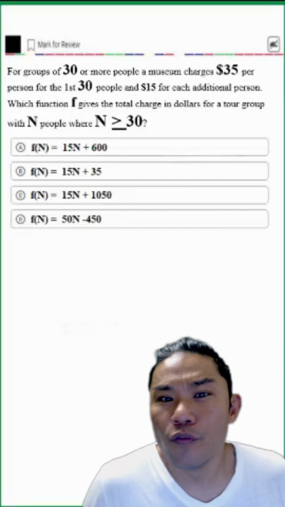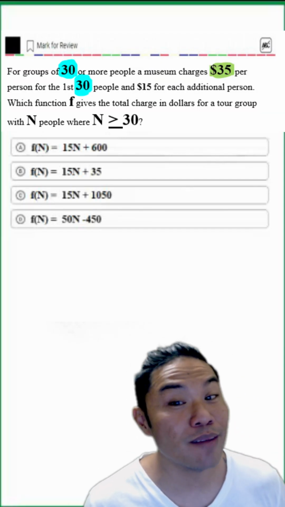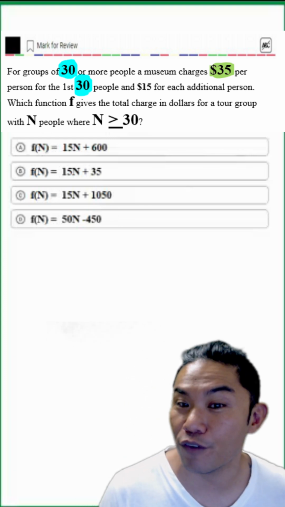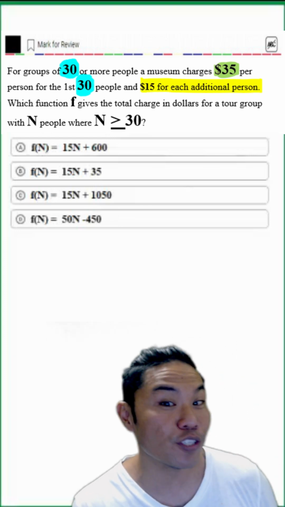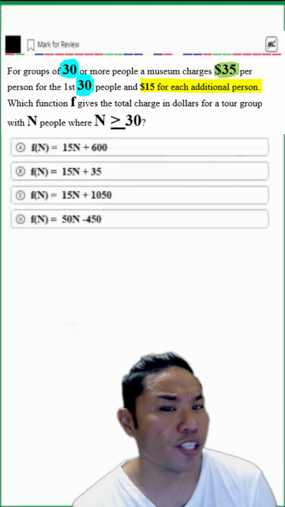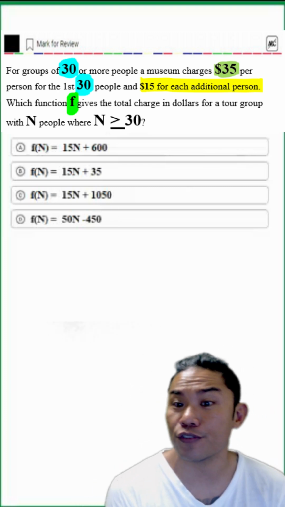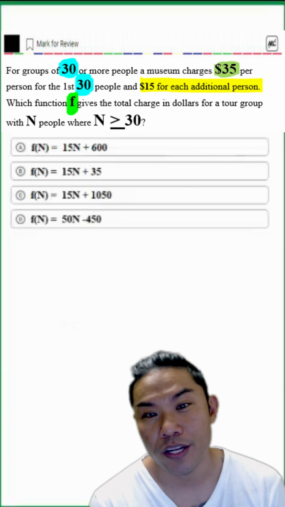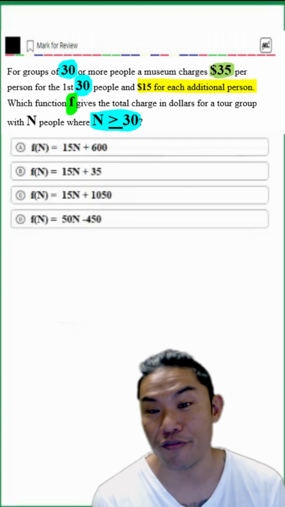The question reads: for groups of 30 or more people, a museum charges $35 per person for the first 30 people, and $15 for each additional person. Which function f gives the total charge in dollars for a tour group with n people, where n is equal to or greater than 30?